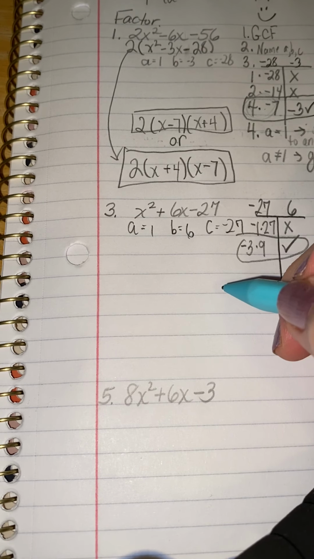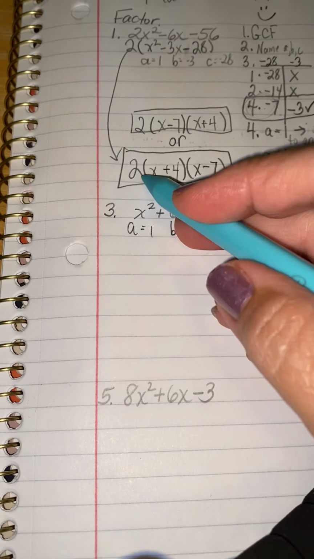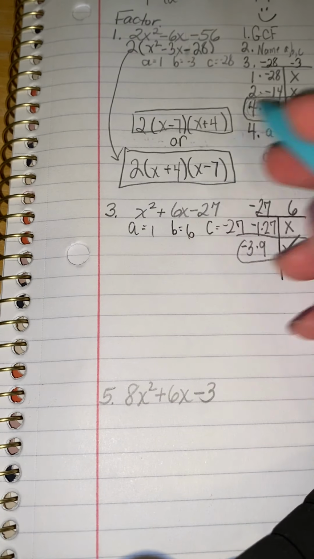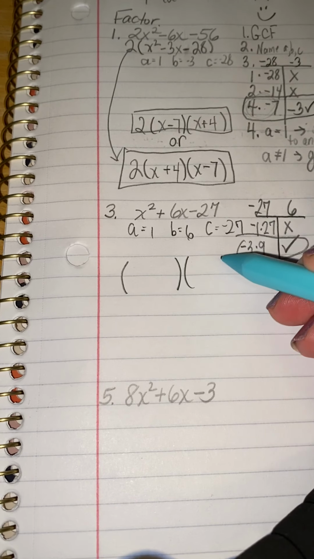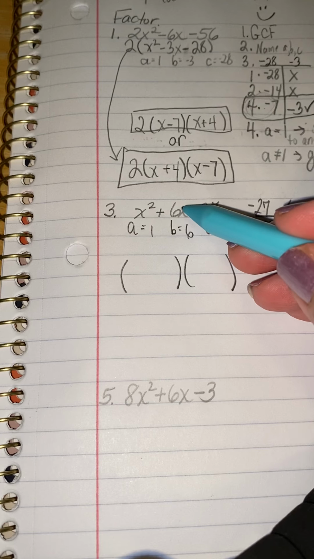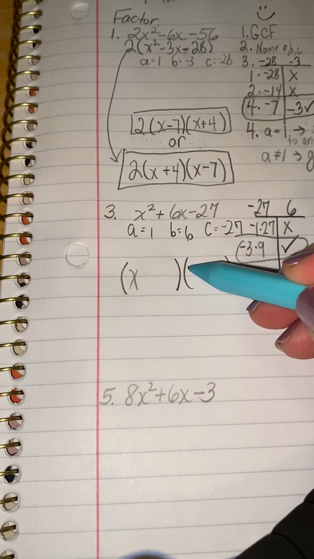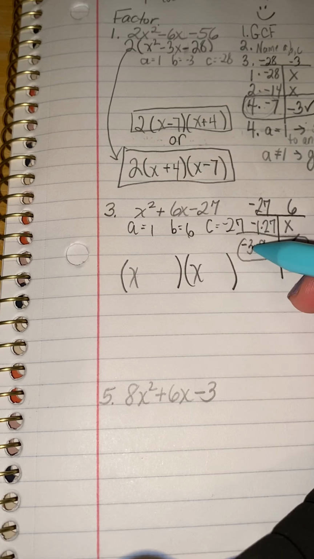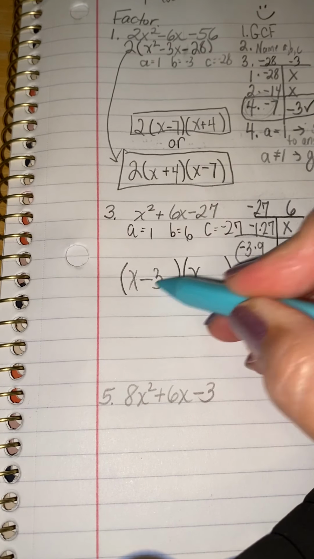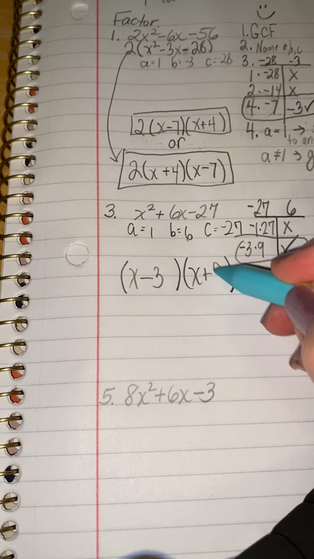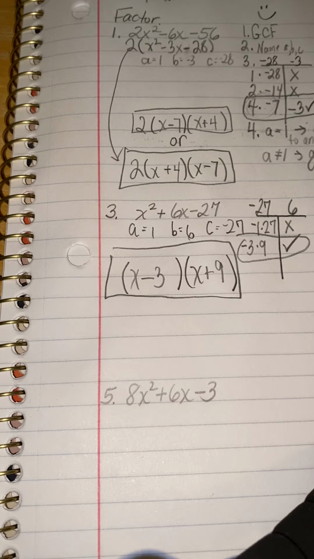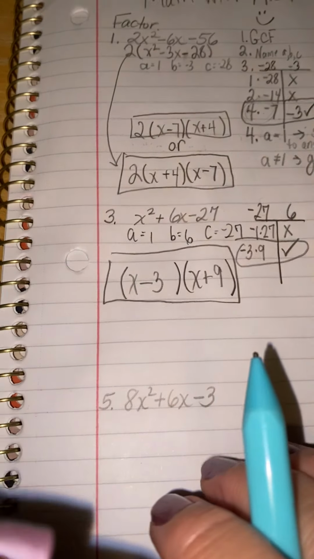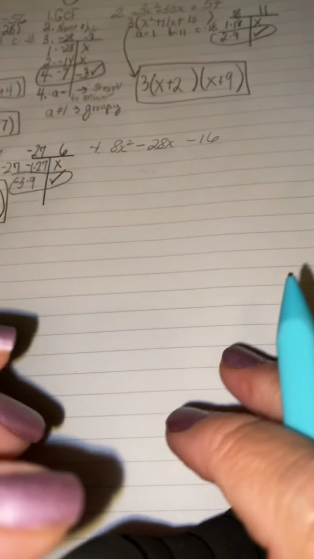Then I don't have a common factor, so I won't need a number out front the way I did with number 1 and number 2. Since A is 1, I can go straight to putting my 2 binomials. Use your middle variable x. X times x is x squared. A negative 3 and a positive 9. My first 3 examples, A was 1 on all of those, and this is the easiest kind to do. My next 2 examples, A is not going to be 1, so we're going to have to do that a little differently.